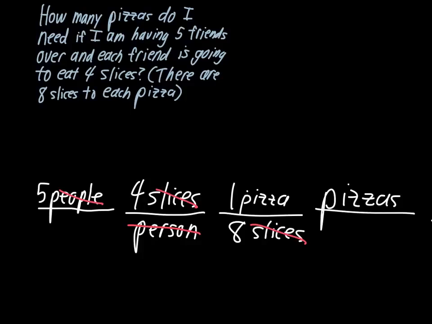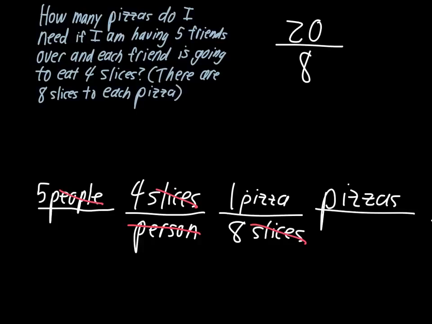Now this problem becomes a little bit more complicated. If we're looking at this, we've got to go 5 times 4. So that one ends up giving us 20. I'm just going to write this up here at the top. And then we've got 20 divided by 8. Since we're looking at ordering whole pizzas for the party, and since pizza is the only unit that we have left up here, everything else has been crossed out, 8 doesn't go into 20 evenly.